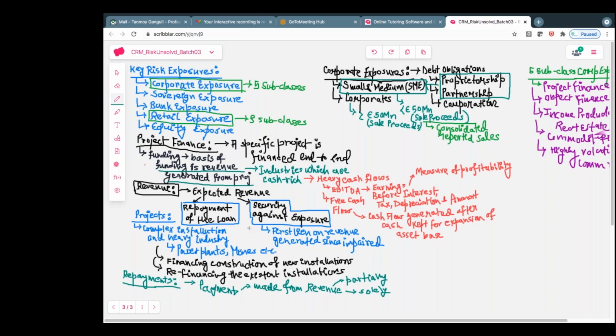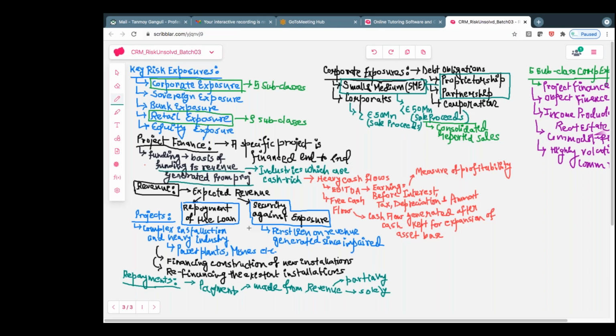So object finance is like funding the acquisition of the physical asset, right? Now, when you look into the repayment of the exposure, the revenue generated depends on the cash flow generated by the asset. So when I'm thinking of repaying the loan, it is very similar to what project finance was.